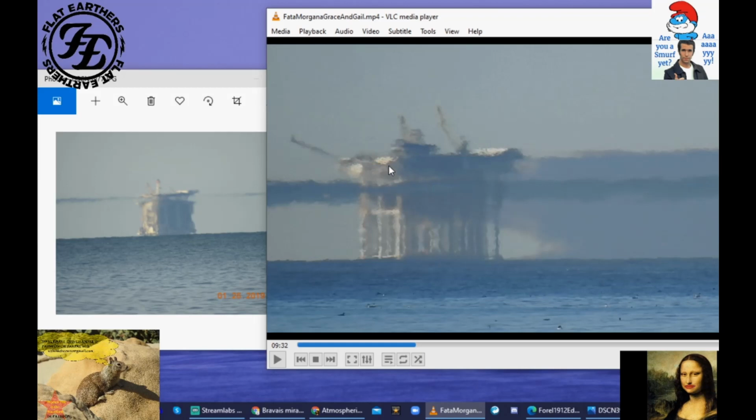Okay, so this is the physical location of the platform. This here is a crazy stretching of the legs. Okay, so this right here is water, physical water. This is not physical water. This line is created by the mirage. That is not where the water ends.